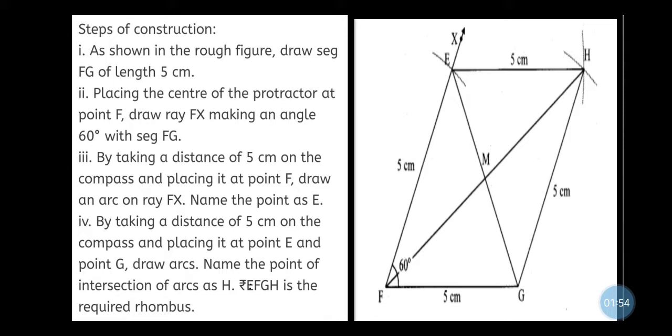Lastly, by taking a distance of 5 cm on the compass and placing it at point E and point G, draw arcs. Name the point of intersection of the arcs as point H. And ultimately, you will be joining the opposite vertices, that is E, G and F, H, to form the diagonal EG and diagonal FH. Write the final answer. Therefore, quadrilateral EFGH is the required rhombus.